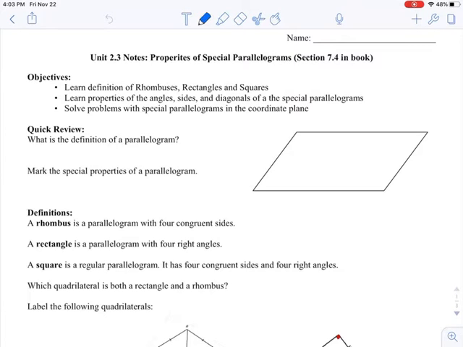So we're going to start with a quick review of the definition of a parallelogram. A parallelogram is a quadrilateral with two pairs of parallel sides. And I mark parallel with little arrows, so those two sides are parallel, and then the horizontal sides are also parallel. I'll use a different arrow marking, a double arrow, to indicate the two different pairs.